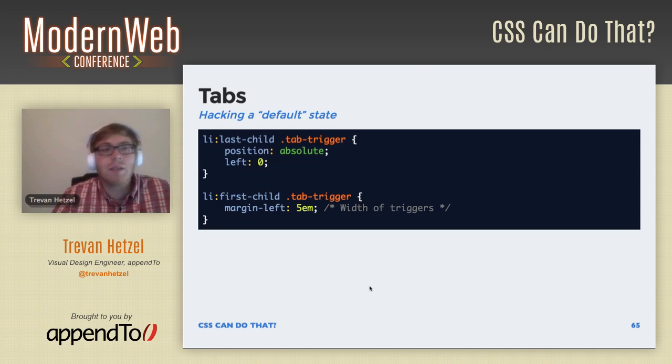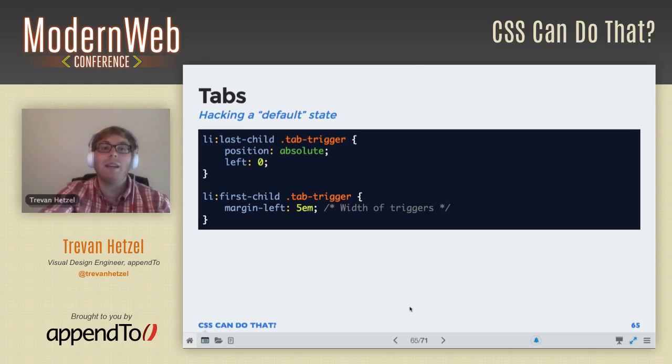So we're going to target li colon first child, and set its tab trigger to have a margin left of 5ems, and that margin left is the same as the width of the rest of them. So now they're not in order in the DOM, but visually they're in order. I know it's a hack, but it works.